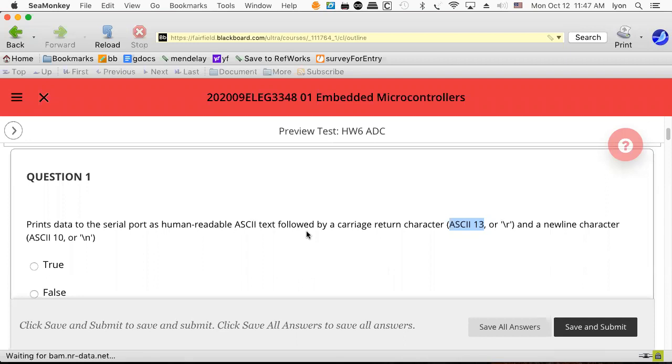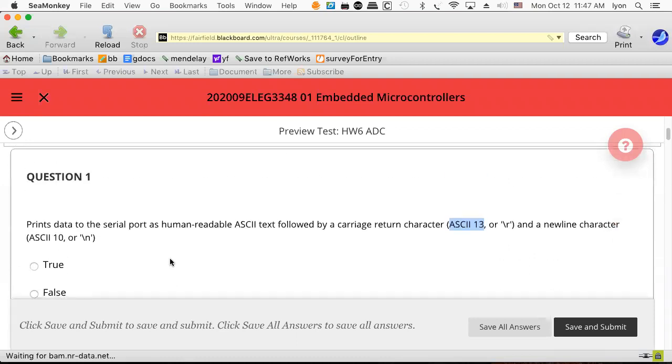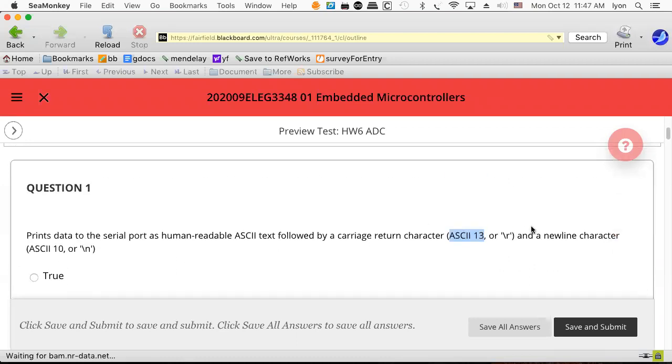So when you look at something like, this prints data to the serial port as human readable ASCII text followed by a carriage return and a new line character. Is it true or false? And the answer is false. The backslash R only does one thing. It creates the carriage return.